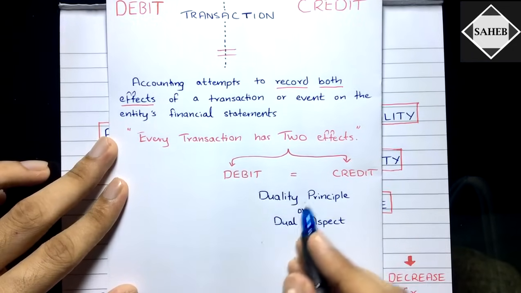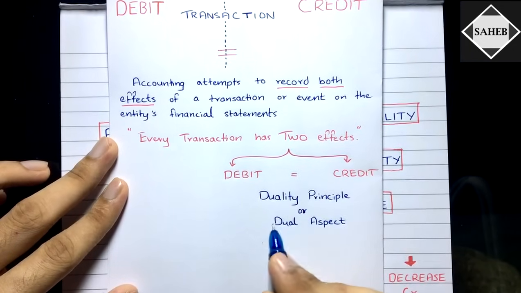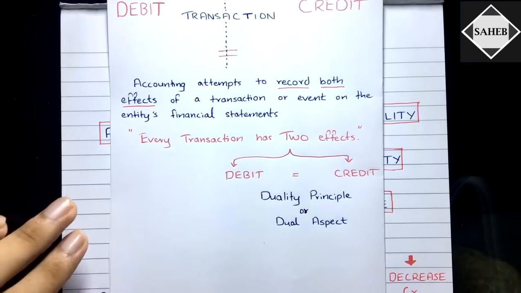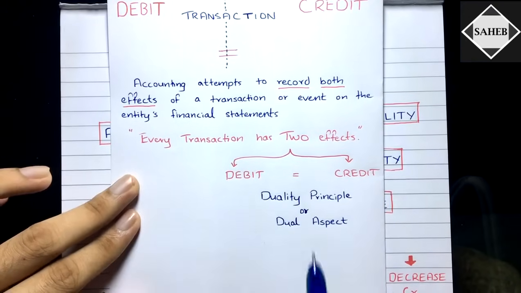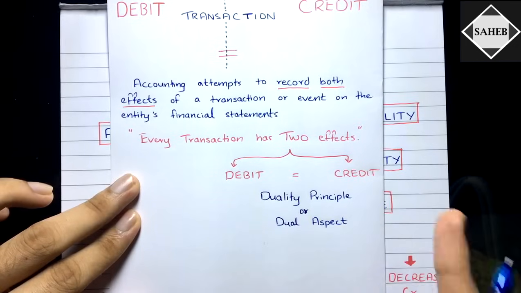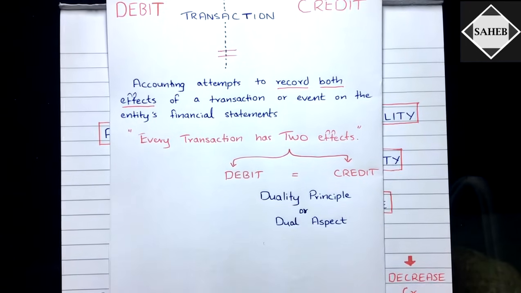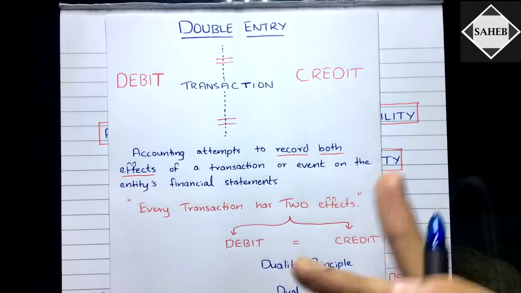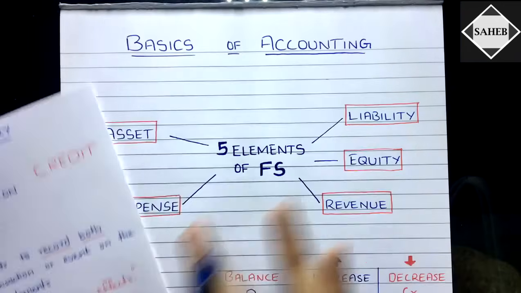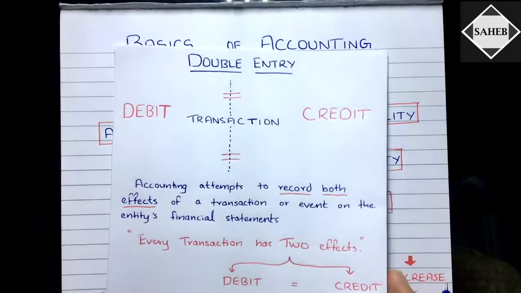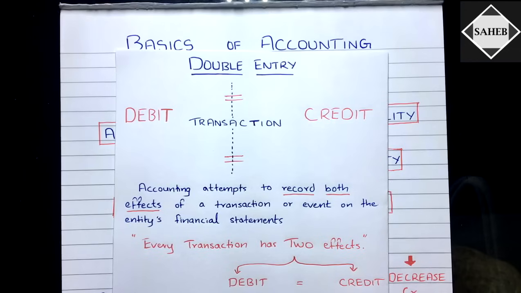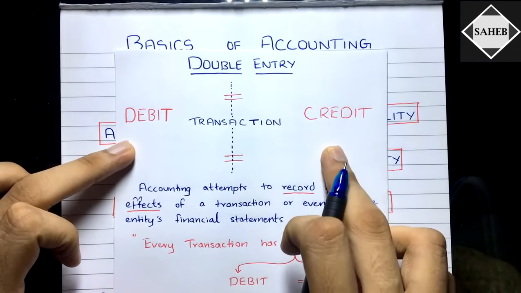Debit and credit represent the duality principle or dual aspect principle of accounting. All right, so the effects will always be equal. LHS equal to RHS. Clear? So this is what double entry is. Now I will relate this debit and credit with the asset and these 5 elements. Then you will understand what this debit and credit is, because you can't say debit is plus, credit is minus, something like that.